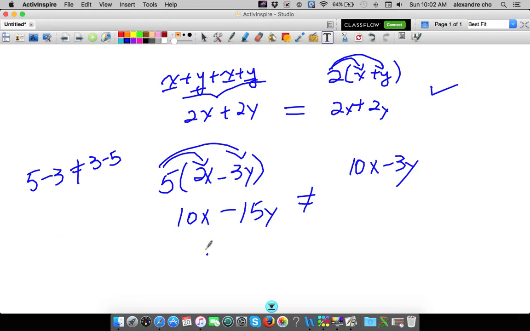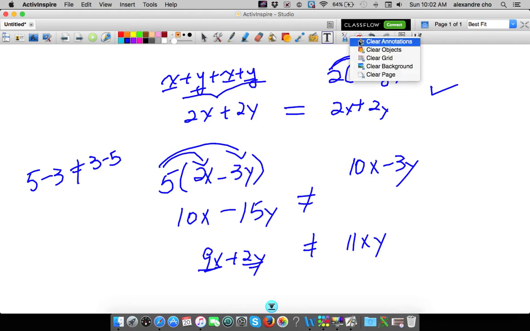And 9x plus 2y is definitely not equal to 11xy because that's not how we add like terms. This is an x, 9x, and this is 2y. We cannot add these together. Okay? So the first one was the answer, letter A.